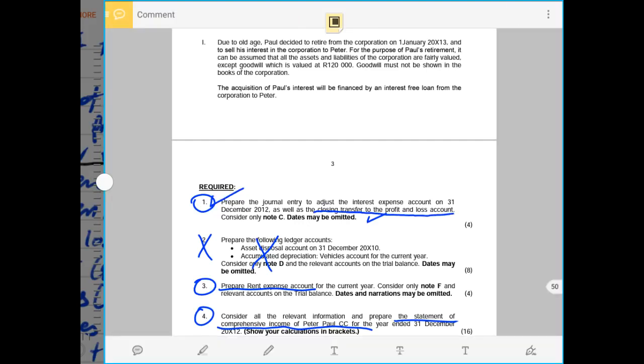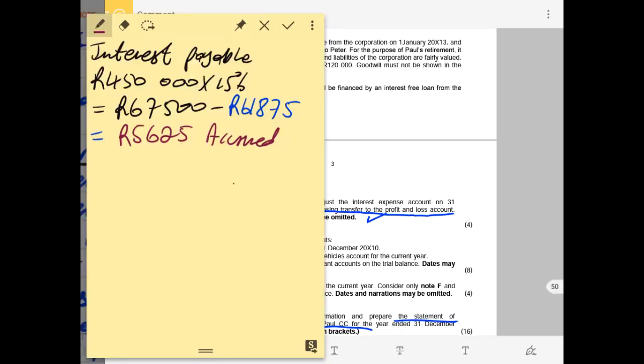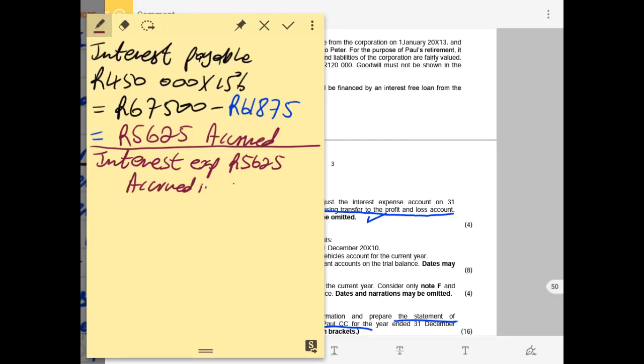We are required to do a general entry and also do the closing transfer to the profit and loss. So now we have to do a general entry for the accrued expense. And when we do that, we will debit interest expense, because interest of 5,625 was not paid. Interest expense 5,625. Then we credit accrued interest. And this accrued interest is 5,625. Remember, accrued interest is a liability. Accrued expense, in fact, is a liability.